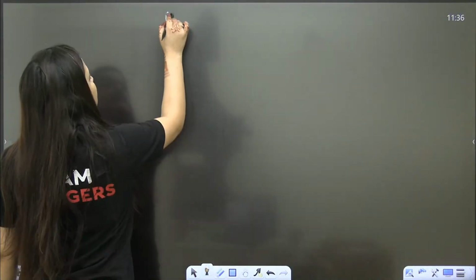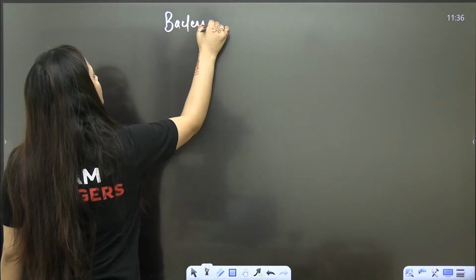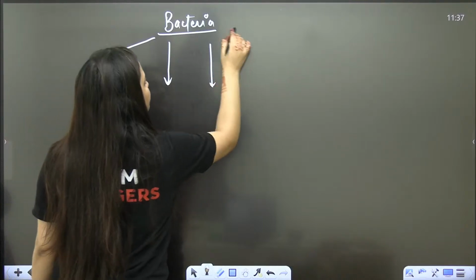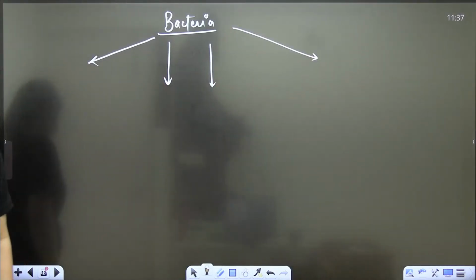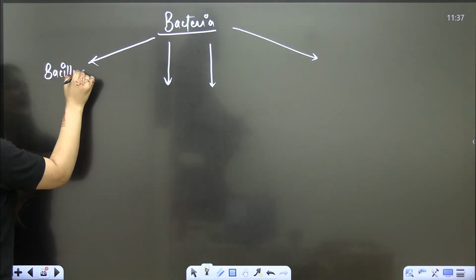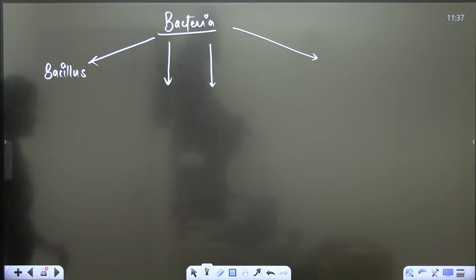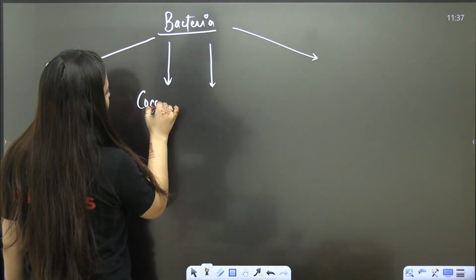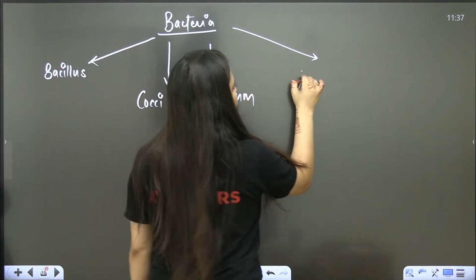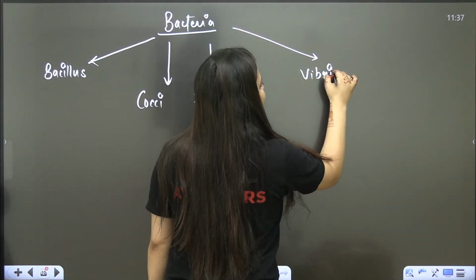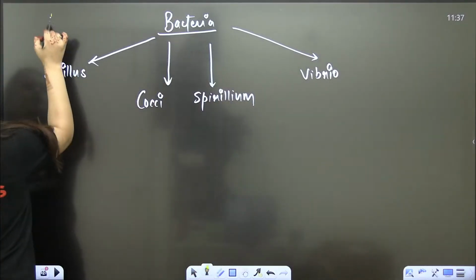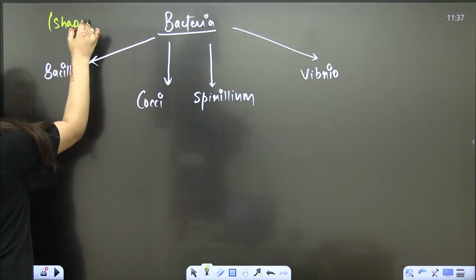How are they categorized? These bacteria are categorized on the basis of their shape. It is a very simple question, but again, it's a previous year question. One is bacillus, then cocci, spirillum, and vibrio. These are 4 different shapes.